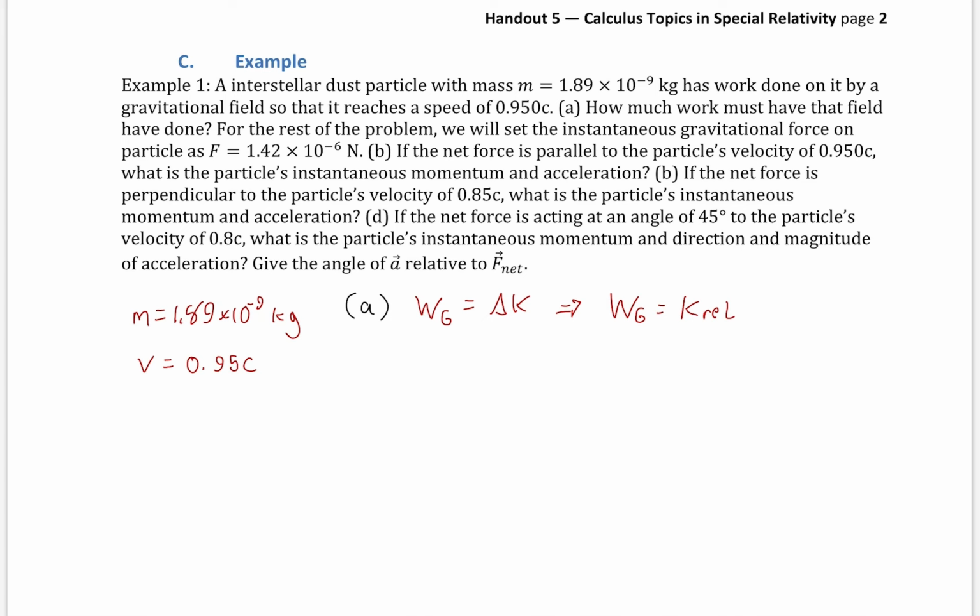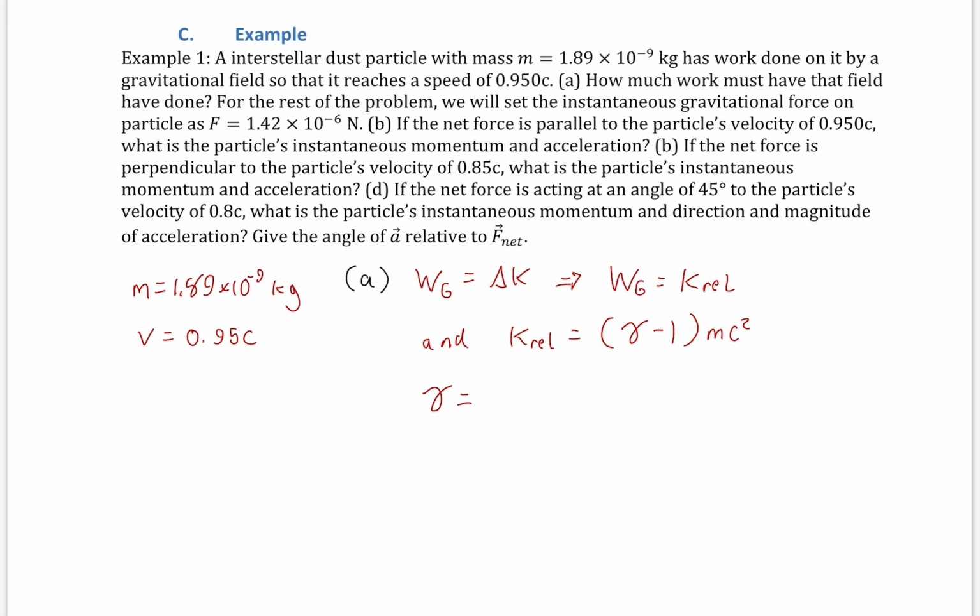So gamma for 0.95 c. By the way, K relativistic just has the form gamma minus 1, not deriving it here, times mc squared. The actual velocity shows up in the gamma expression, so let's find out what that is. The gamma value, which is known as the Lorentz factor, is 1 over the square root of 1 minus v squared over c squared. In this case, it's just going to be 1 minus 0.95 squared, because the c part cancels out. So 1 minus 0.95 squared. Let's get the value for that.